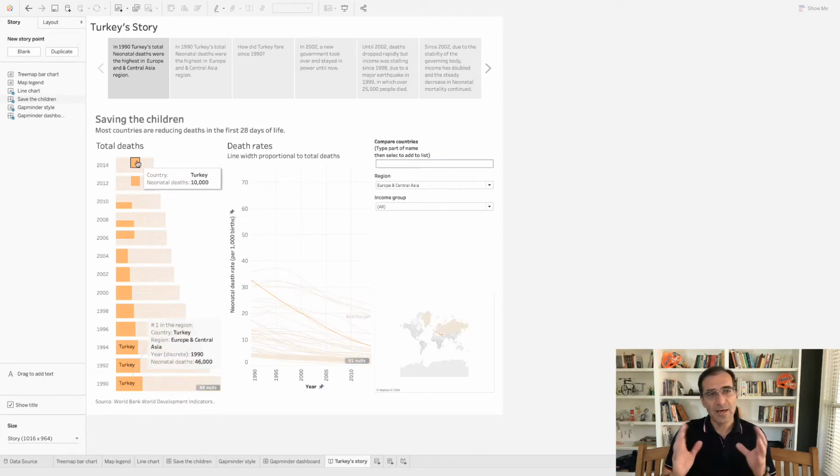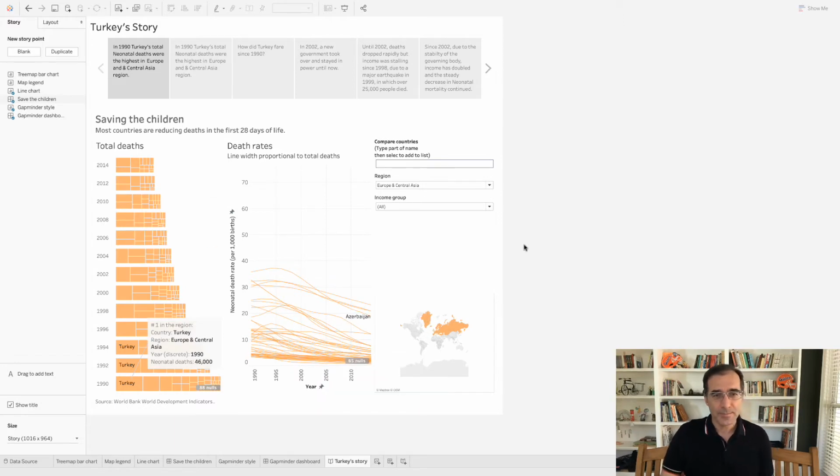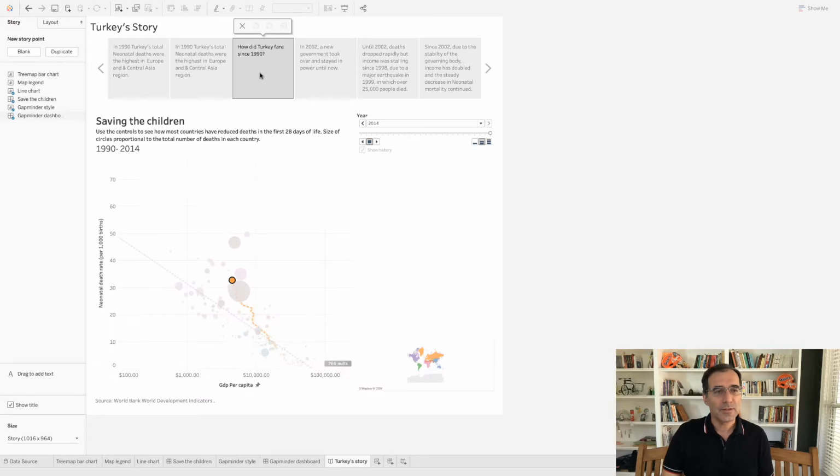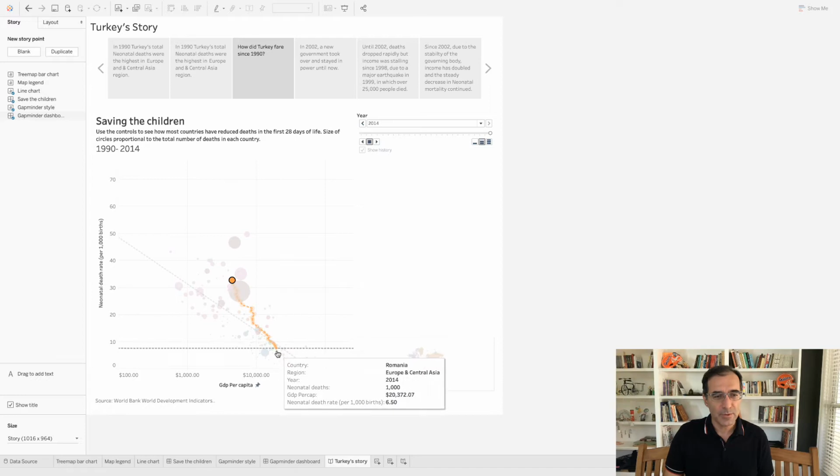Again, these are absolute values. They are not per capita values, so keep that in mind. But nonetheless, it's important, so I want to look at this absolute value. There are 10,000 kids who died prenatally and neonatally in Turkey. The story is, if you go page by page, I basically say, okay, in 2014 it ranked number 3, and then how did Turkey fare since 1990? I can actually show you the trajectory. So this is how it moved.